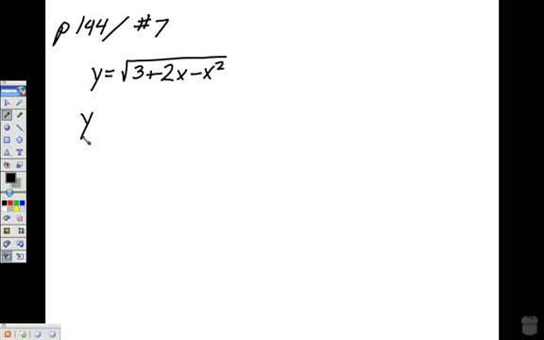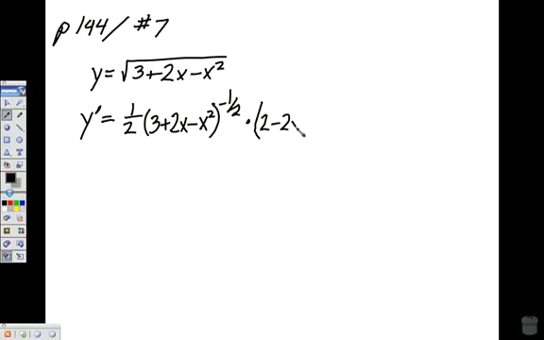The derivative of this thing is 1/2 times the quantity 3 plus 2x minus x squared to the negative 1/2 power times the derivative of the stuff inside the square root, which will be 2 minus 2x.